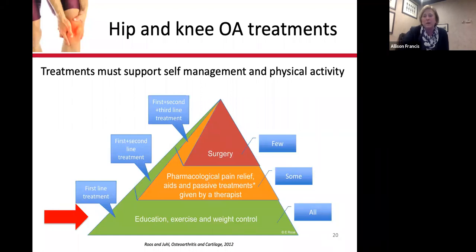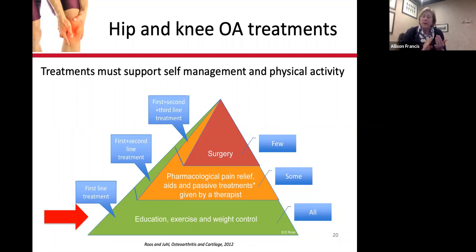Now, this is a slide that was developed by a researcher in Denmark. And basically, it takes about 50 randomized control trials that support the use of these types of interventions for hip and knee osteoarthritis. So lots of research has been done to boil these down. So if we start looking at that green bar in this pyramid, the first bar there talks about how everyone that has knee or hip osteoarthritis should be offered education, exercise, and some weight loss, weight control.